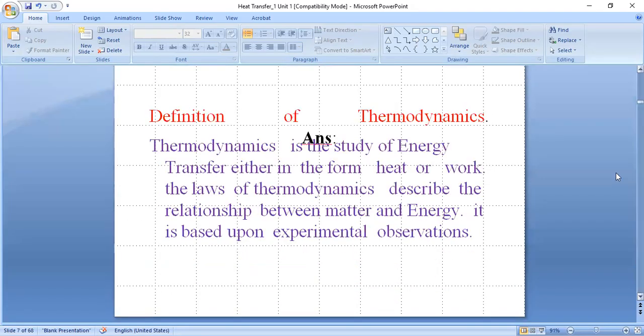Definition of heat transfer. Thermodynamics is the study of energy transfer, either in the form of heat or work. The laws of thermodynamics describe the relation between matter and energy. It is based upon experimental observation. Suppose I take the example of an IC engine. An IC engine utilizes fuel and then gets energy. That is the definition of thermodynamics, and it is based on experimental observations.